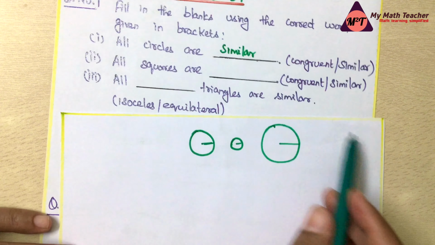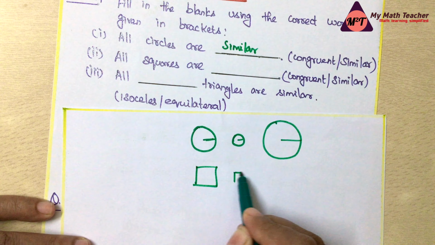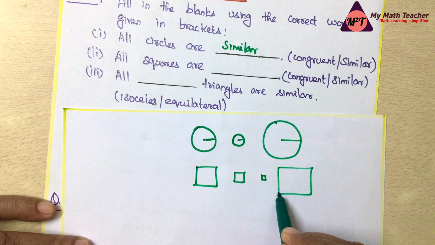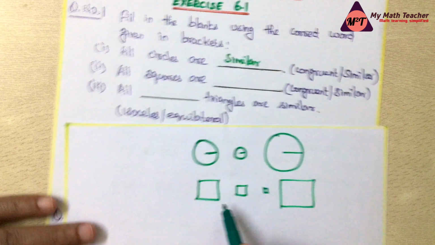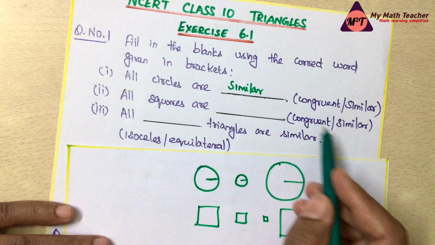Now all squares are the same. You can draw any square like this and check your answer. All are squares but their sizes are different. So definitely they are not congruent. Then what else we have? We have similar.